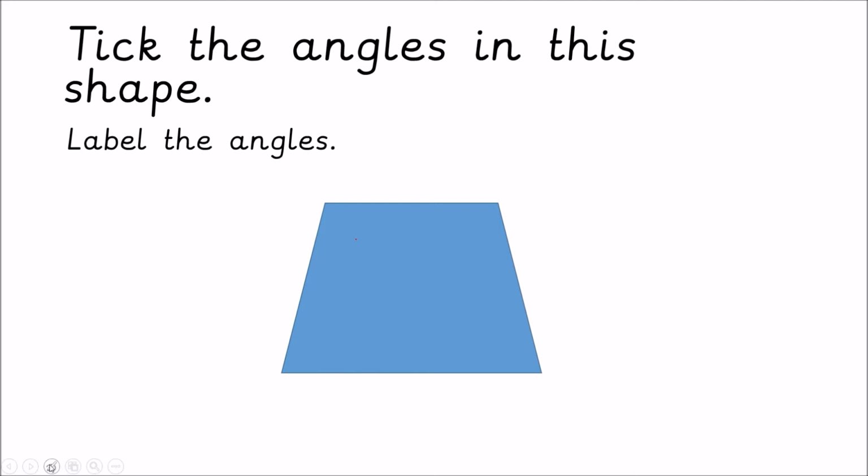Welcome back. So what we should have done is we should have started by ticking all our internal angles. So we should have one here where these two line edges meet, two sides meet, one here, and one here as well. So we've got four internal angles there. Now we need to work out whether they are smaller or larger than 90 degrees. So that's smaller or larger than a right angle. Let's start with this one.